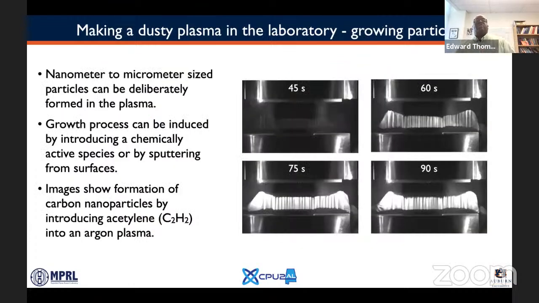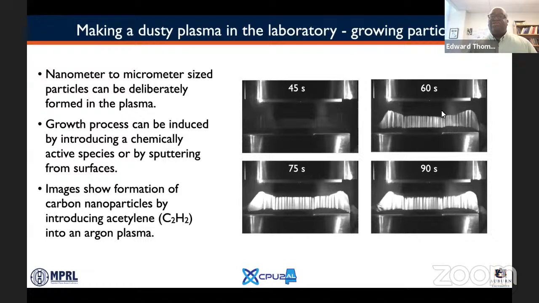There is another way that you can actually make a dusty plasma in the laboratory, which is particularly relevant for both industrial processing as well as astrophysical systems, where you start off with just a basic plasma, and then you inject some other kind of gas that has some sort of chemical activity. In the particular pictures I'm showing here, these are by injecting acetylene gas, which is a hydrocarbon gas made up of a mixture of carbon and hydrogen atoms, into an argon plasma.